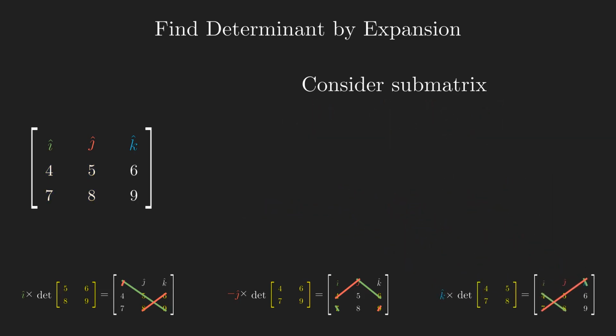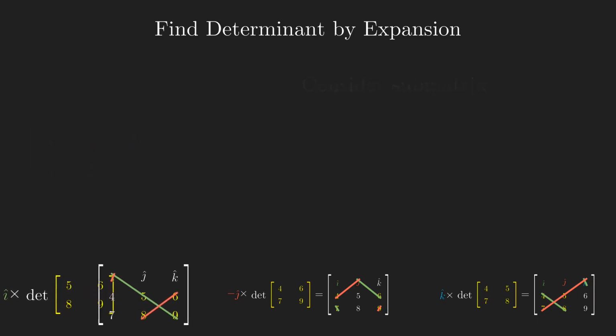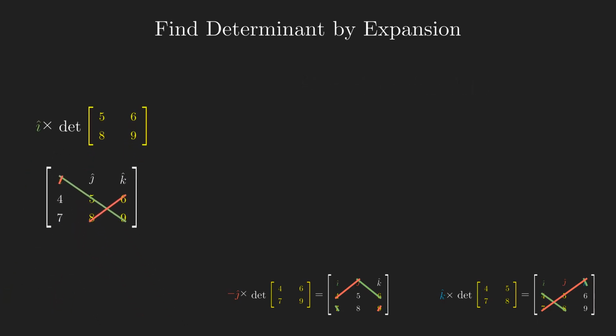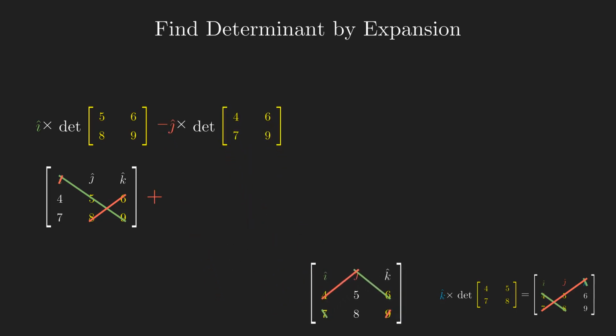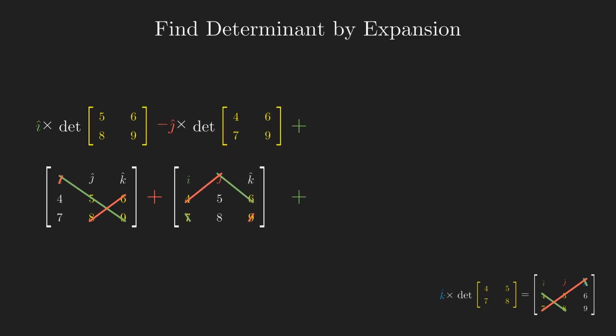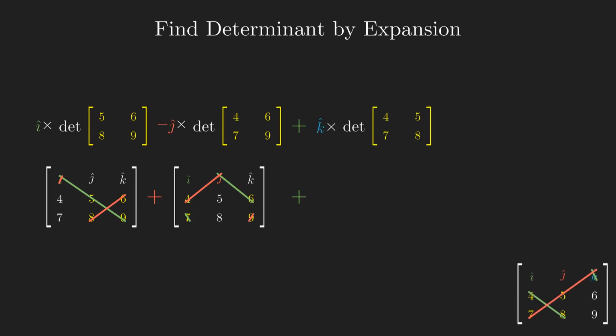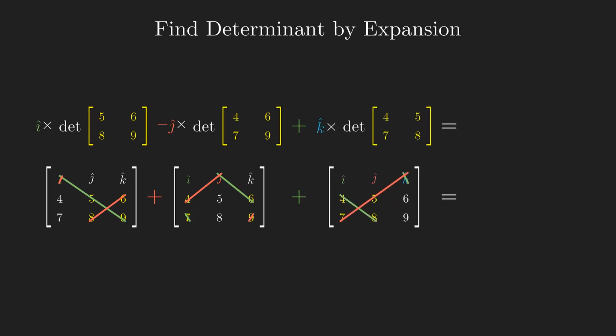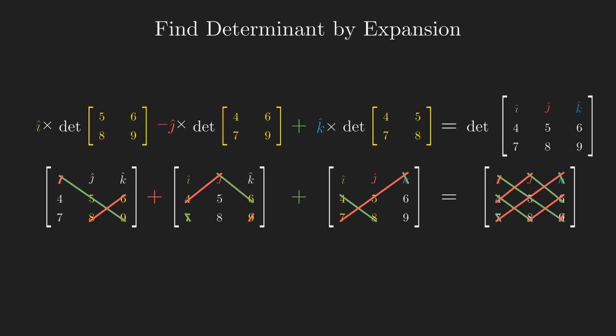To get the final answers, we just need to add them all up. Namely component I with its submatrix plus negative J with its submatrix and add K with its submatrix. As we can see, the final sum is identical to the cross method. In short, it equals to the determinant of our 3 by 3 matrix.